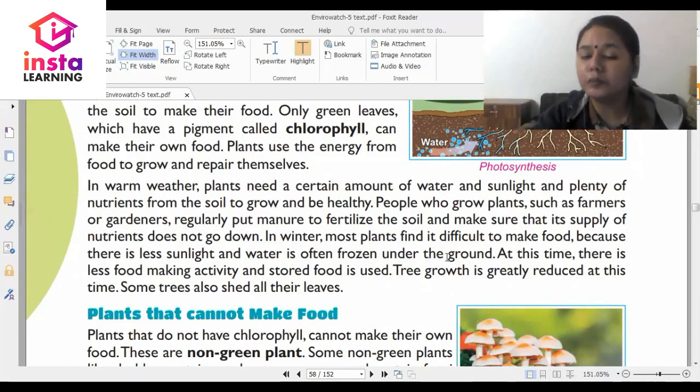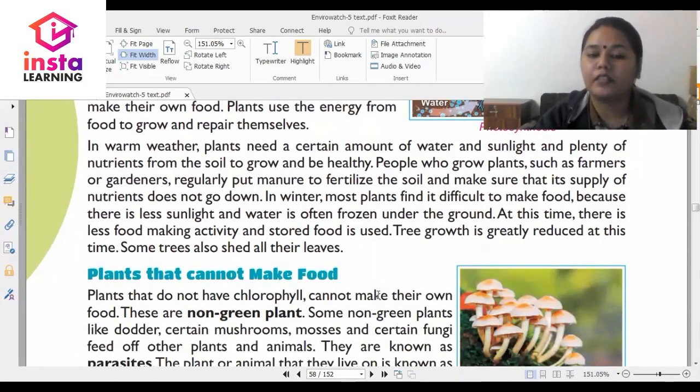In winter, most plants find it difficult to make food because of lack of sunlight, and water is often frozen under the ground. At this time, there is less food making activity and stored food is used. Tree growth is greatly reduced at this time. Some trees also shed their leaves.